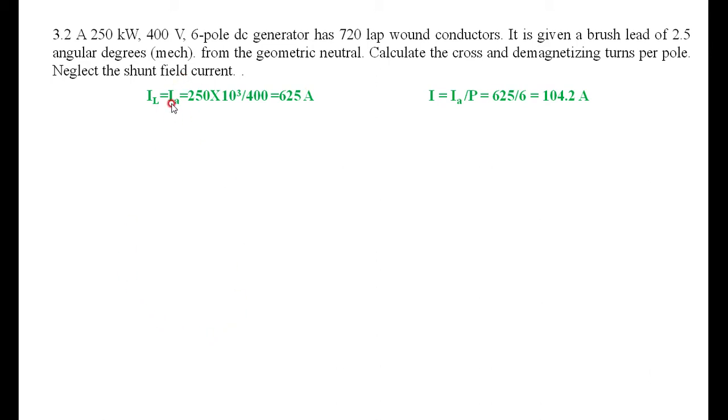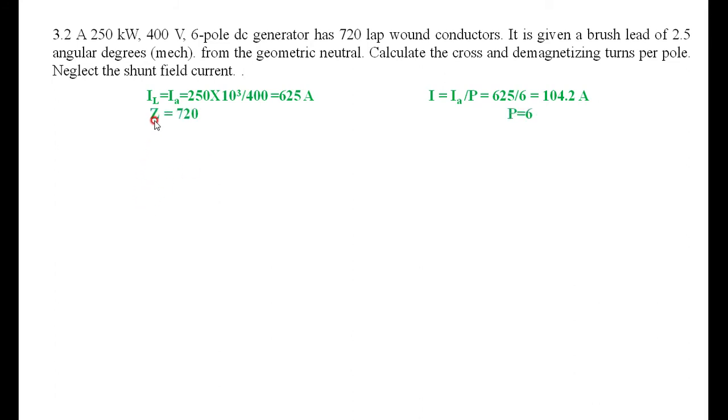Therefore, what I am interested in is current per conductor. It is a DC generator, a lap-wound generator. Therefore, I is equal to I divided by the number of parallel paths. In the case of lap winding, the number of parallel paths is equal to the number of poles. Therefore, it is I divided by P. Therefore, we are getting 104.2 amperes as the current in each conductor.